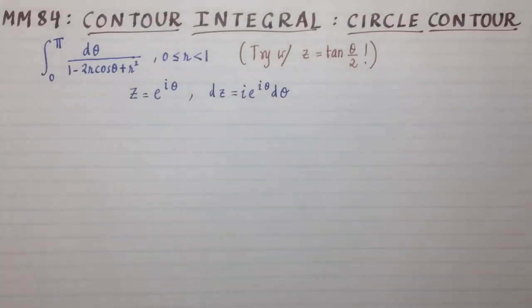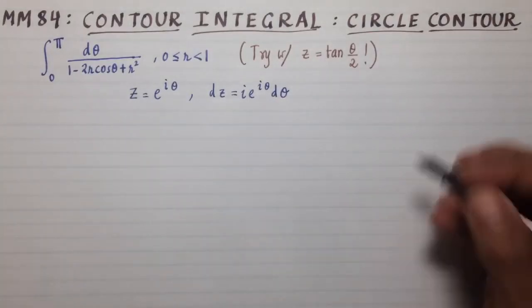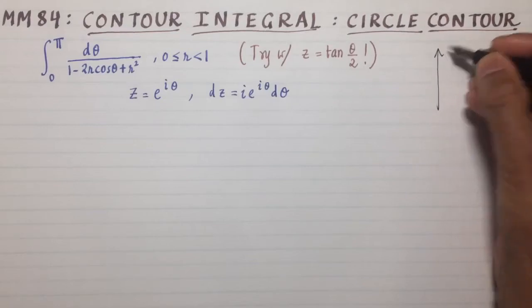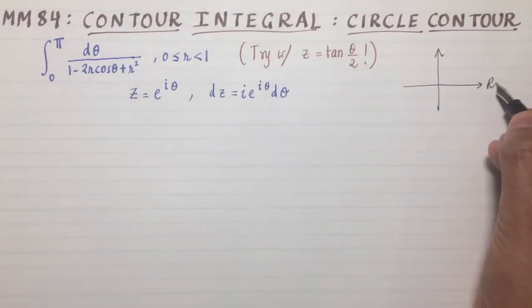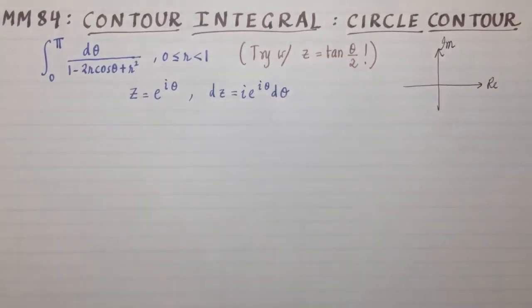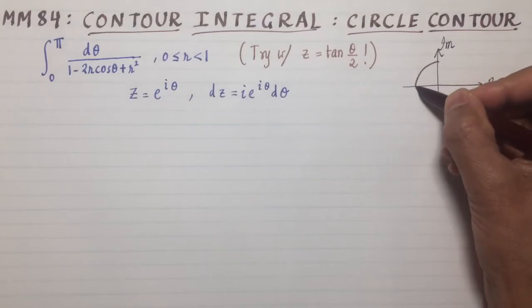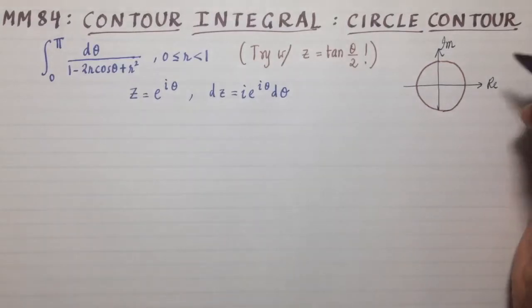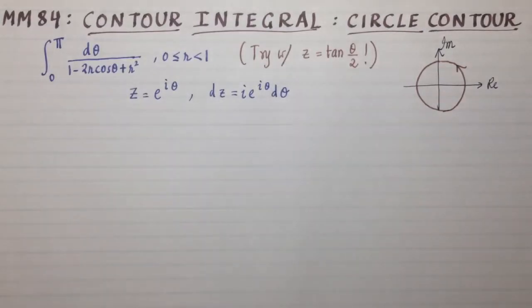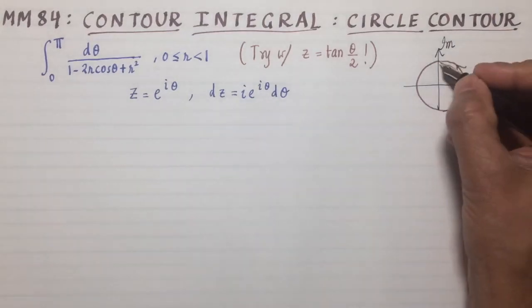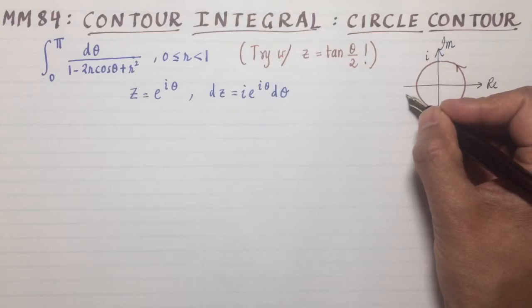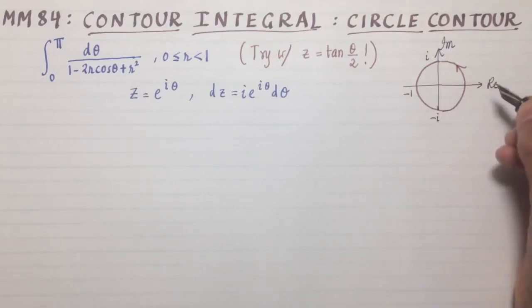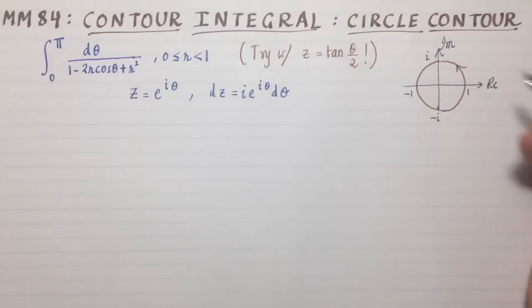Let me take a moment to plot this circle in the complex plane. That's the real axis, that's the imaginary axis, and we plot this circle z equals e to the i theta. It's got magnitude 1, and the angle theta tracks its progress. Now observe that this intersects the imaginary and real axes at i, minus 1, negative i, and plus 1.